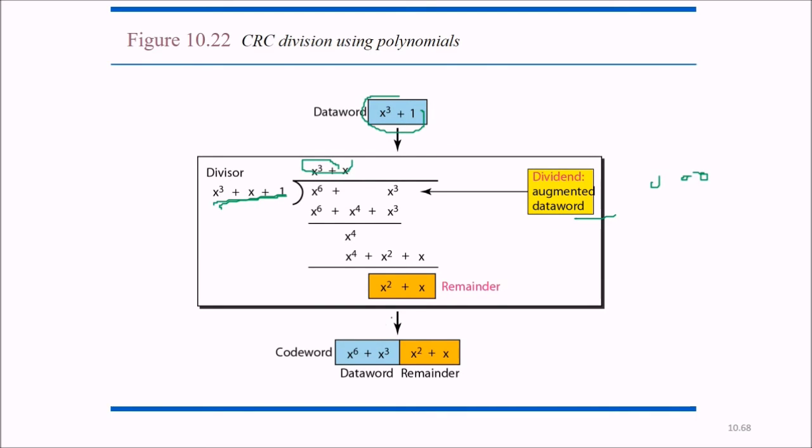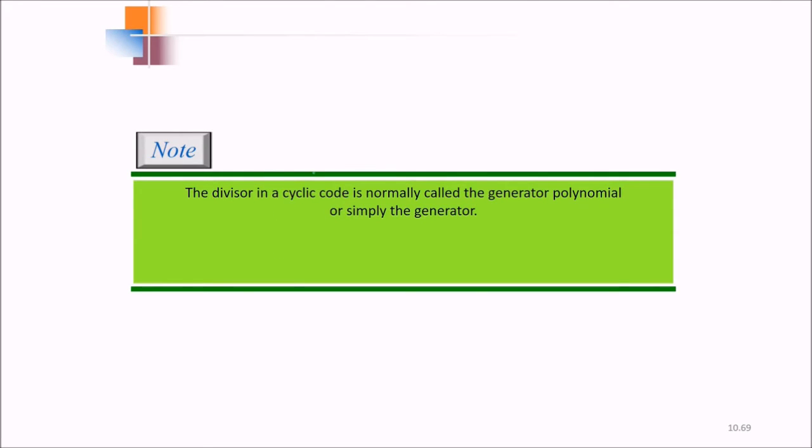What we are going to do here is add this remainder to the data word. This is the augmented data word, and we are adding the remainder along with it. The divisor in a cyclic code is normally called the generator polynomial, or simply the generator.